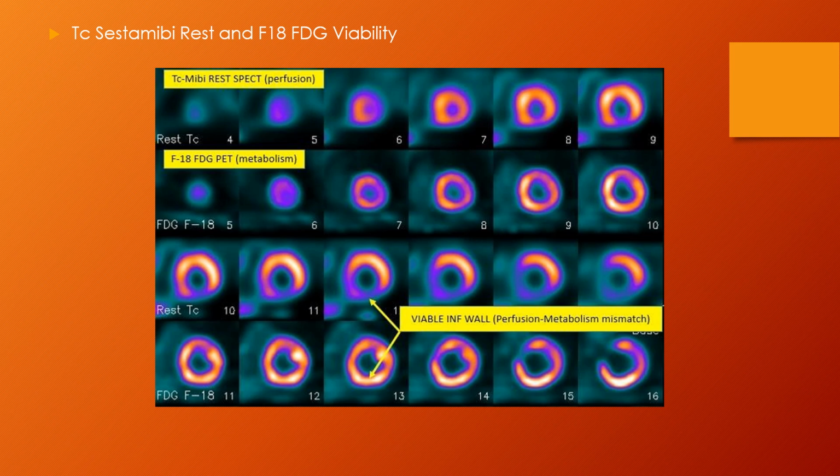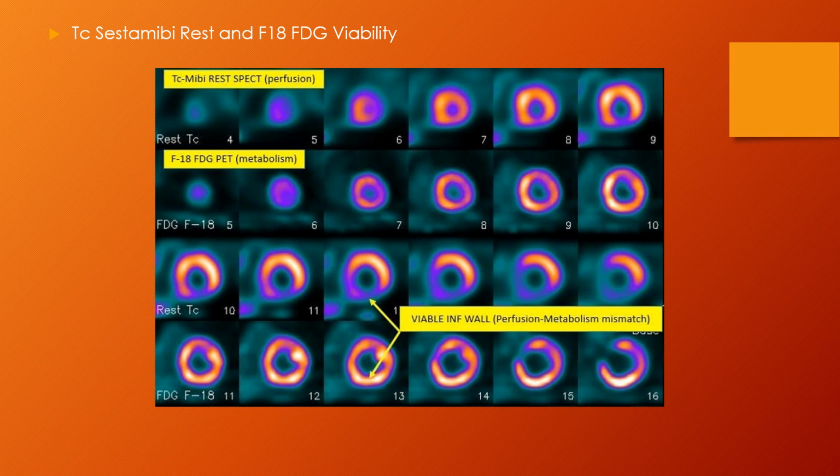This is really important with patients who have a fixed defect on their myocardial perfusion studies. That viability study will help to differentiate the course of treatment for that patient. If they do have a mismatch and it shows that they have viable tissue, then that patient will benefit from revascularization measures, whether that's stenting or bypass.